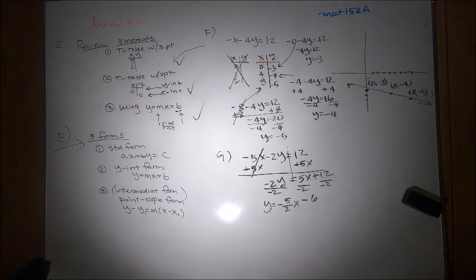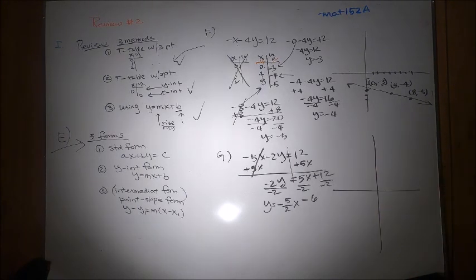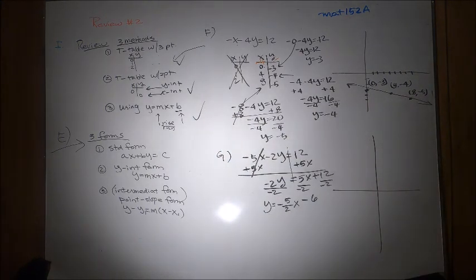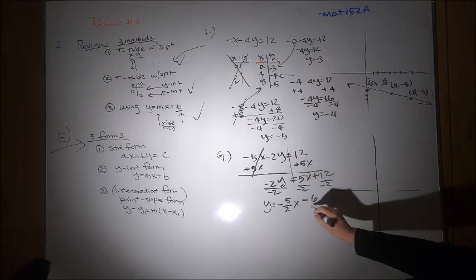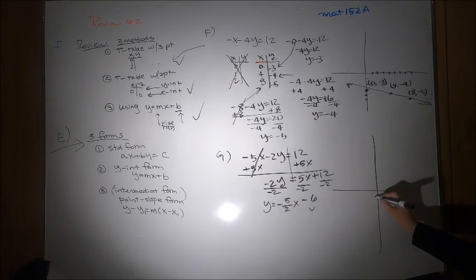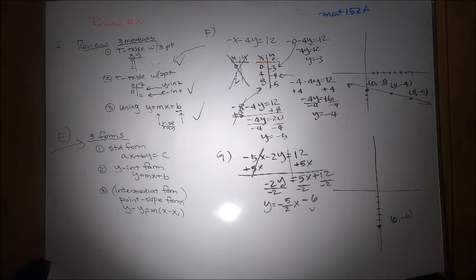Then it says use this to graph the line with at least 3 points. Okay, so let's find the 3 points for this line. So how should we start? With the slope-intercept form. So you will have 1 point here, which is what? Y-intercept. 2, 3, 4, 5, 6, right? So that will be 0, -6, right? And the next point will be what?